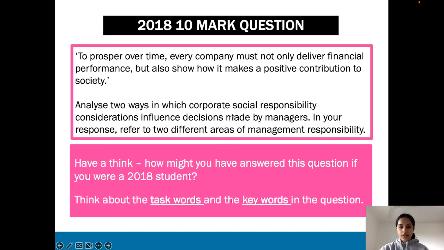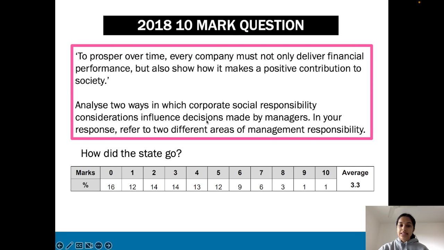All right, hopefully everyone has been able to at least read the question and come up with a bit of a plan. But how did the state go with answering this question? The average was 3.3 marks. A lot of people got below 5, around the 0 to 5 range, and you can see a lot of people actually didn't attempt the 10-mark question. I would definitely recommend that with the 10-mark question, have a go at it. At least try to attempt it because you never know.